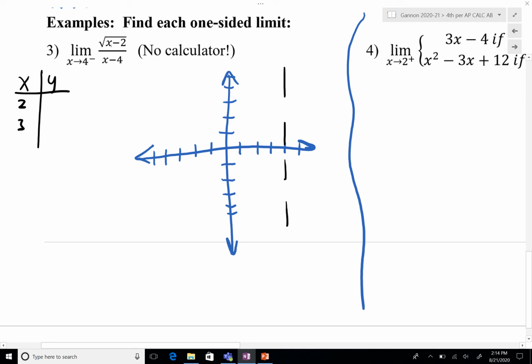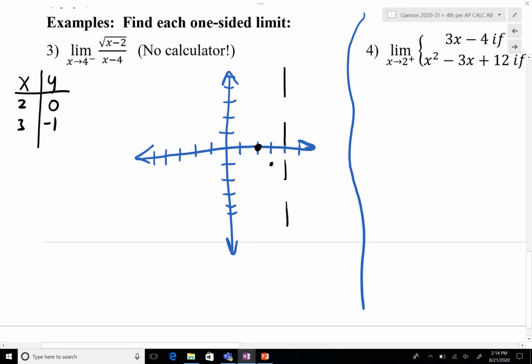If x is 2, the square root of 2 minus 2 is 0. So that's going to be 0. 2 minus 4 is negative 2. 0 divided by negative 2 is 0. So there's going to be 0. If I plug in 3 for x, I've got 3 minus 2, which is 1. The square root of 1 is 1. And then the denominator is going to be 3 minus 4, which is negative 1. So 1 divided by negative 1 is negative 1.